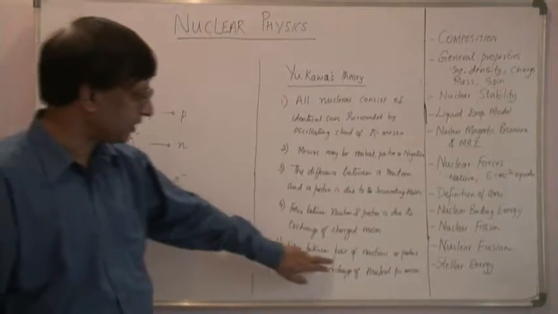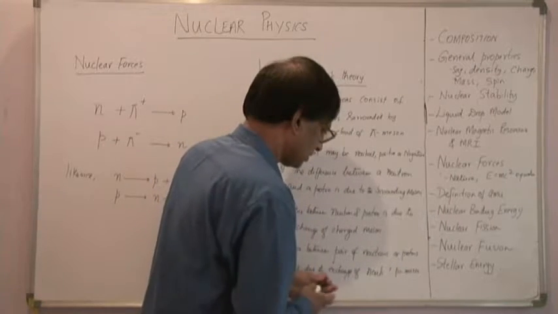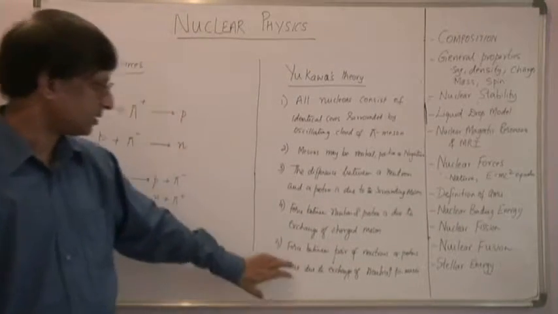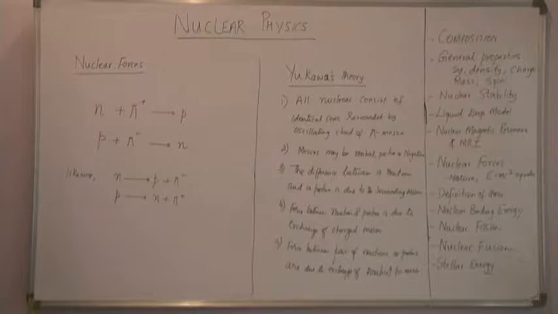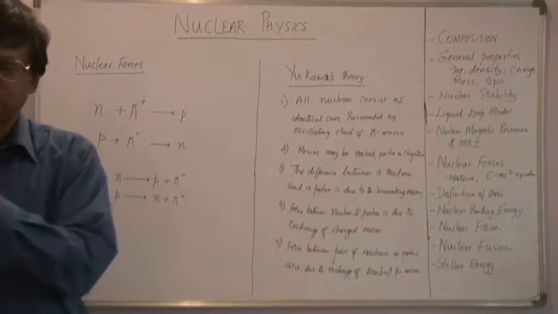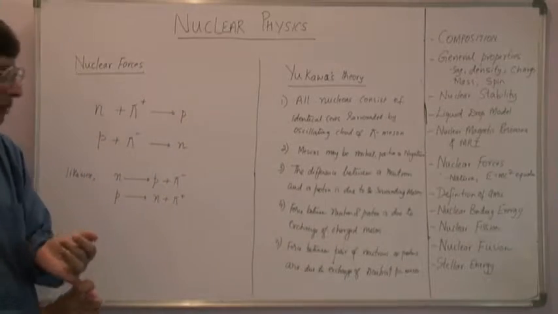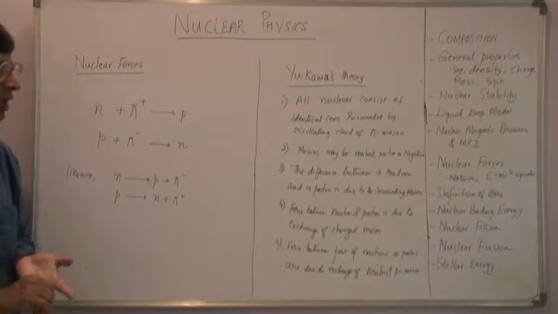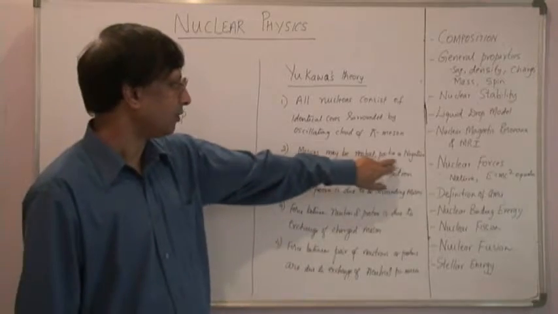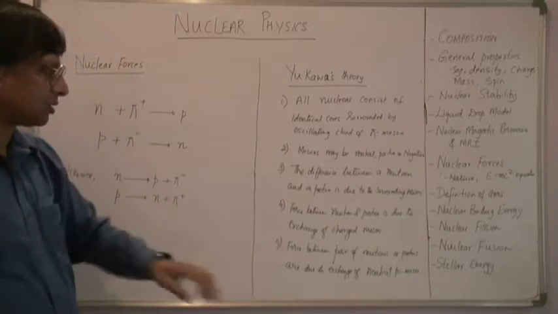And now finally, the force between a pair of neutrons or protons is due to exchange of neutral pi meson. So this is how the nuclear forces are accounted for. One is that the force between neutron and proton is due to exchange of charged mesons, as we saw here. And finally, the force between a pair of protons or a pair of neutrons is because of exchange of neutral pi mesons. That is why we have three types of pi mesons: a positive pi meson, a negative pi meson, and a neutral pi meson. Positive or negative pi mesons are involved when we talk about forces between neutron and proton, whereas the neutral pi meson comes into the picture when we talk about attractive nuclear forces between two protons or two neutrons.